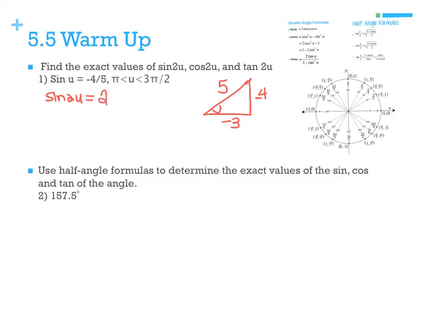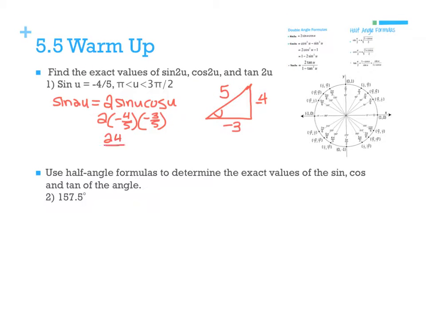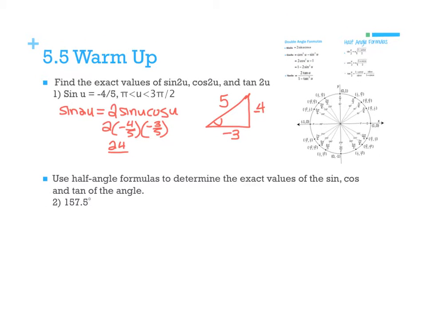So this would be 2 sine of u, cosine of u. So 2, using the triangle, my sine would be -4/5, and my cosine would be -3/5. 2 times 4 is 8, times 3 is 24, and it's a positive 24 because they're both negative. And then 5 times 5 is 25. So that's the sine of 2u. Easy stuff, right?